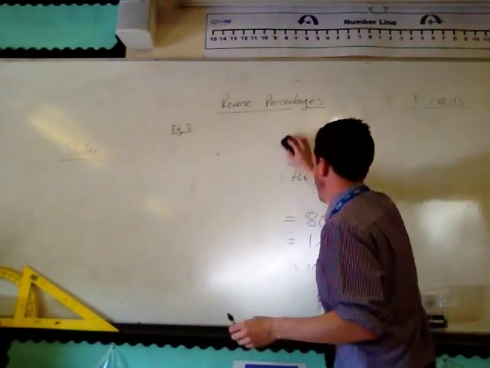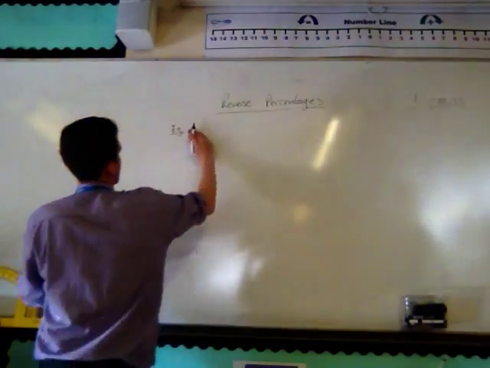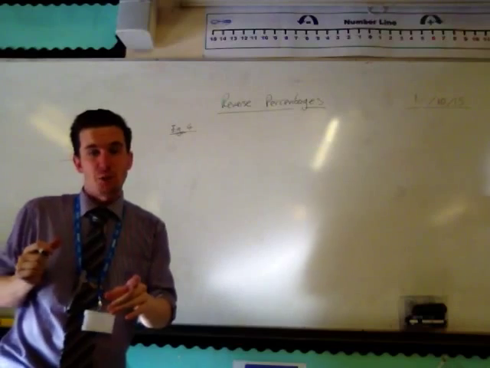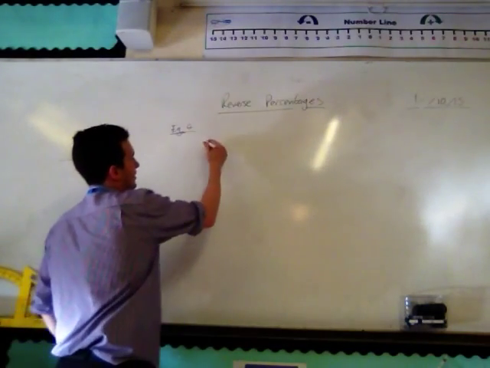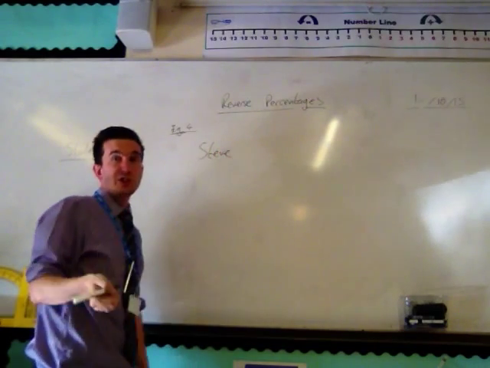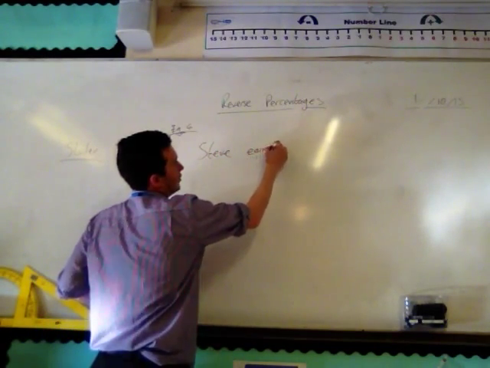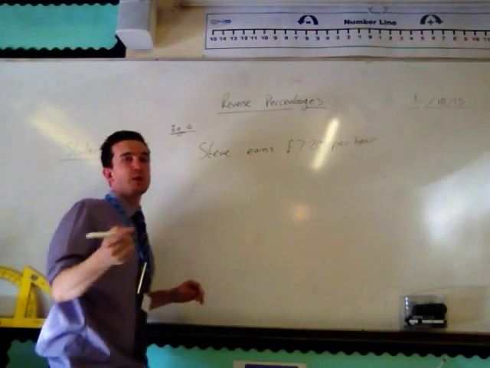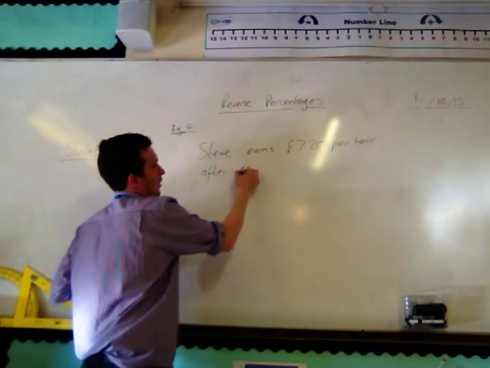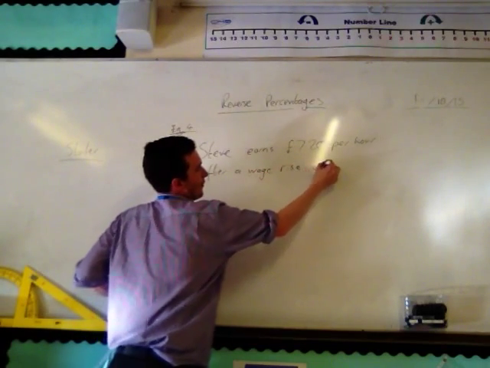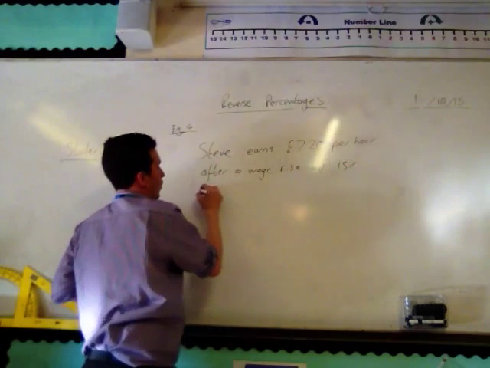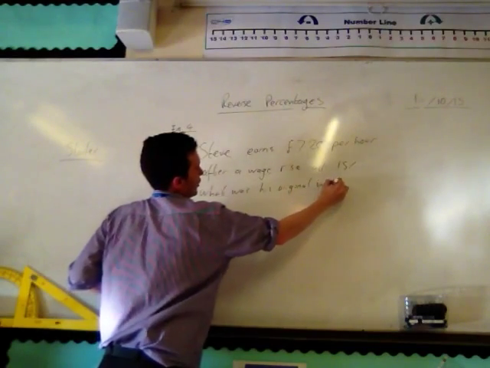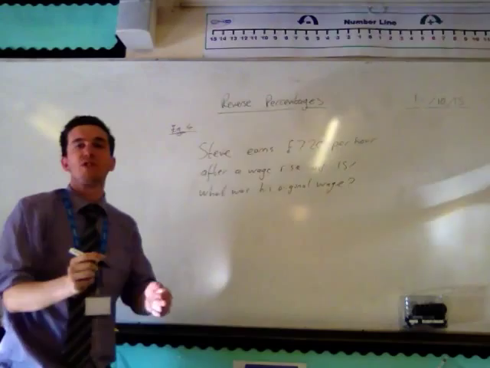So, example 4. Let's say, and I'm probably going to need a calculator for this one, which I have got handy. Let's say Steve, everyone loves a Steve. Steve earns, let's say, £7.20 per hour. So he earns £7.20 per hour after a wage rise of 15%. What was his original wage? Question mark. What was his original wage?